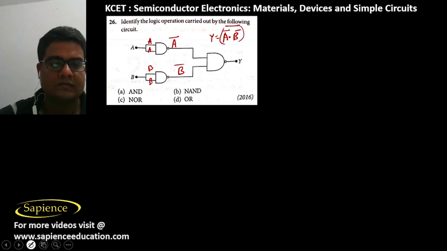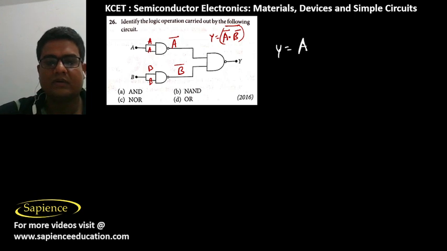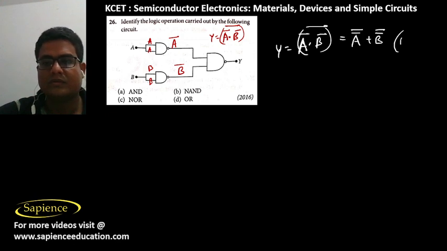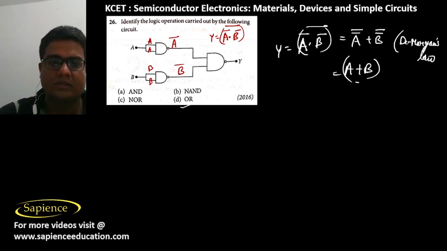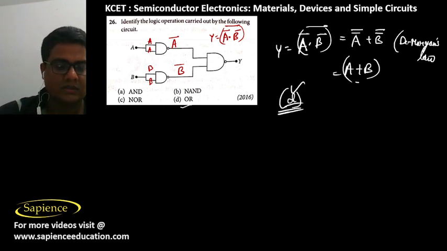Therefore, Y is equal to A bar and B bar whole bar. So if we apply De Morgan's law, it will be A double bar or B double bar. So here we are applying De Morgan's law. It will be equal to A or B. So this logic operation is similar to an OR gate. Option D is the correct one.